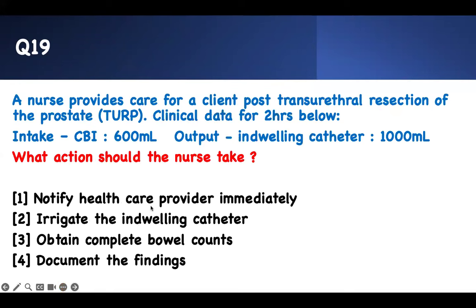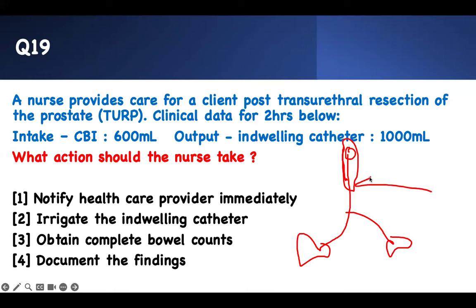And let's provide care for a client post transurethral resection of the prostate. Client data for 2 hours below. Intake is 600, output a liter. What action should they take? So most likely this patient is getting a 3-way catheter. You're getting 3-way, this is 1, and this is 2, and this is what is going to the urethral meatus, right? So I'm irrigating, putting about 500, 600 ml in, and I'm getting a liter.